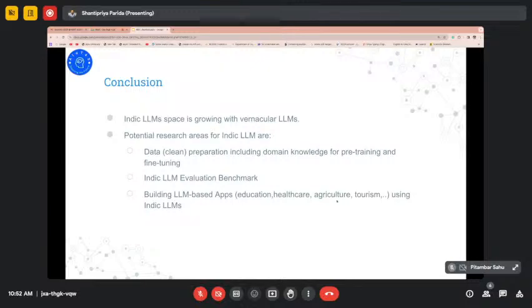And some of the potential research areas for these Indic LLMs, as I said, are that we need to have clean data which can also understand this domain knowledge for both pre-training and fine-tuning. Also, an Indic LLM evaluation benchmark; even we are trying to build a benchmark. And also, we are trying to build different apps, which is also quite a good area, for education, healthcare, agriculture.